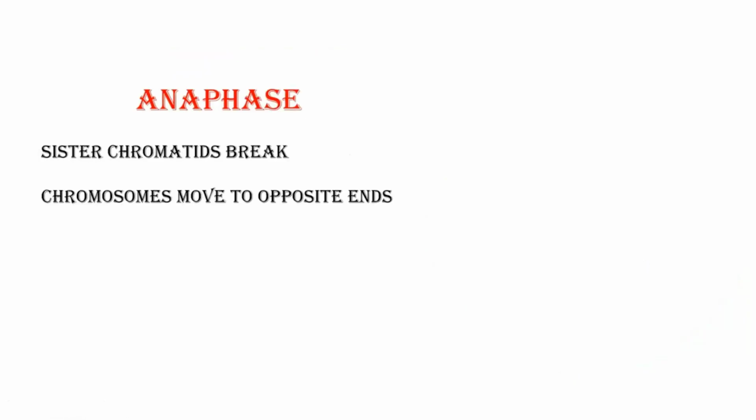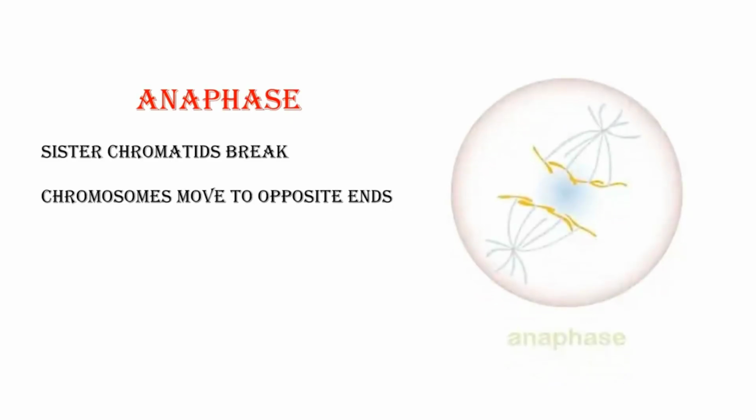And the next stage is anaphase. So what happens here? Since it is attached with the microtubules, now the microtubules push the chromosomes to both ends. So the sister chromatids break and the chromosomes move to the opposite ends. You can see clearly in the picture. In the metaphase, it gets arranged in the center of the cell in the equatorial plane, and in anaphase, the sister chromatids break and each one moves to the opposite ends of the cell. So this stage we call anaphase.